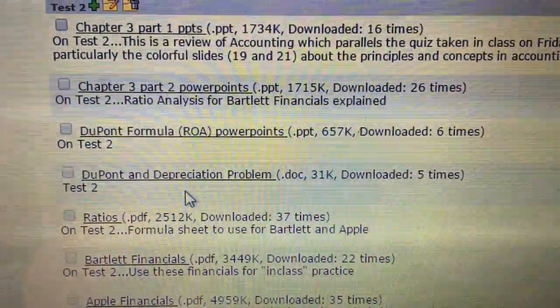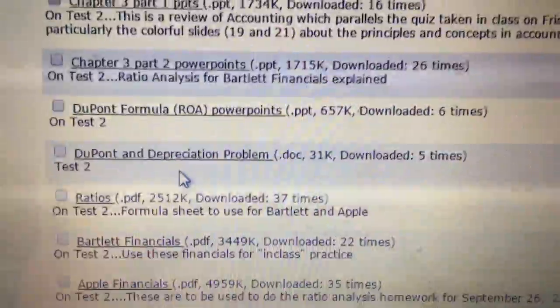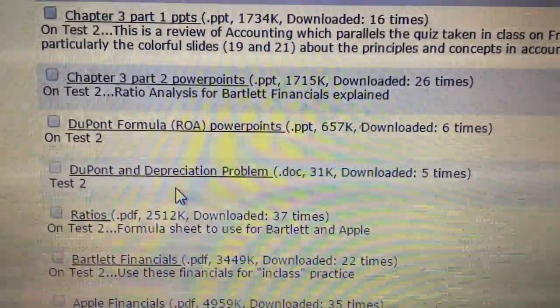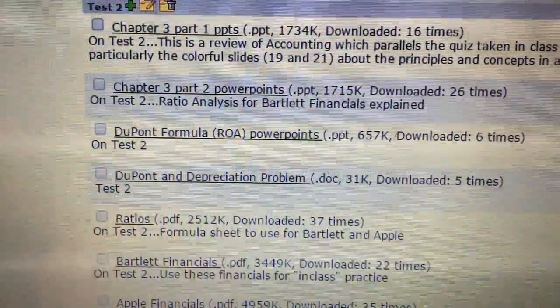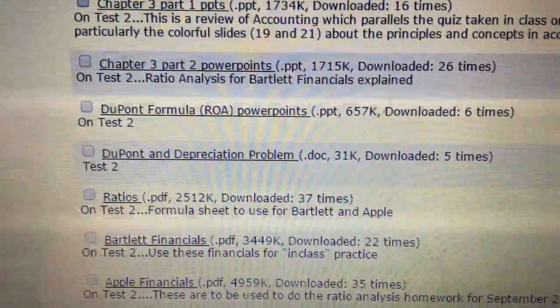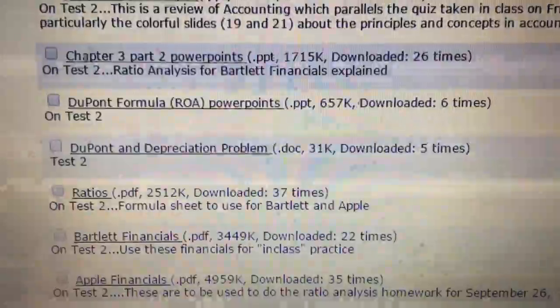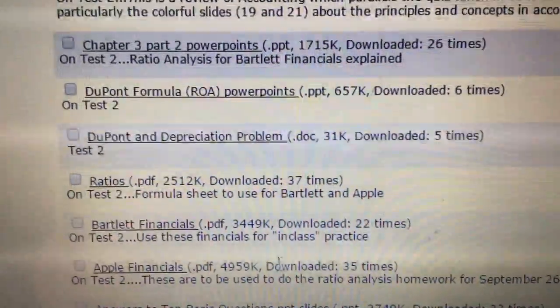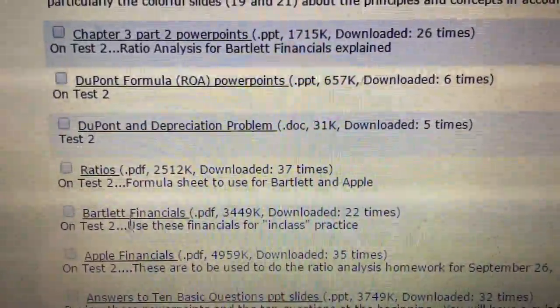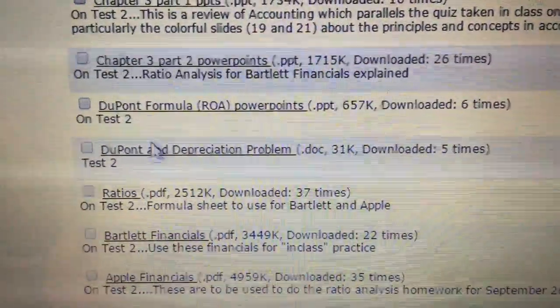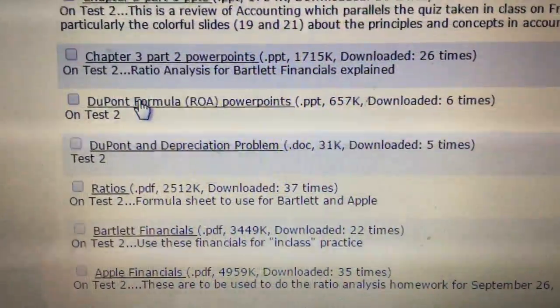We want to look at this Dupont depreciation problem. I may get into depreciation a little bit next week on Monday. So let's pull that up. Your test is on Friday. Also, you need the Bartlett financials there. So Bartlett financial statements to get some information, the Dupont problem, and the Dupont formula. Okay, so let's pull all of that up.